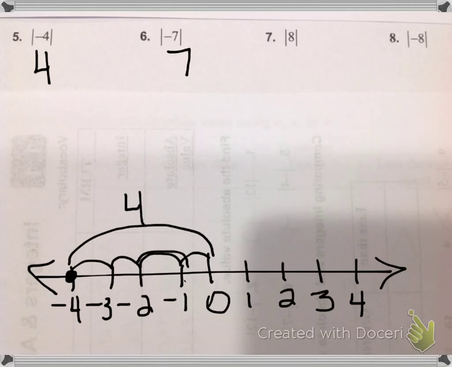Question number 7. The absolute value of 8. How far away is 8 from 0 on the number line? It is 8 away from 0. And the last one, number 8, how far away is -8 from 0? What's the absolute value of -8? The absolute value of -8 is 8. So it's actually very simple, but people tend to forget what it means or what even those bars mean on there. It's absolute value.